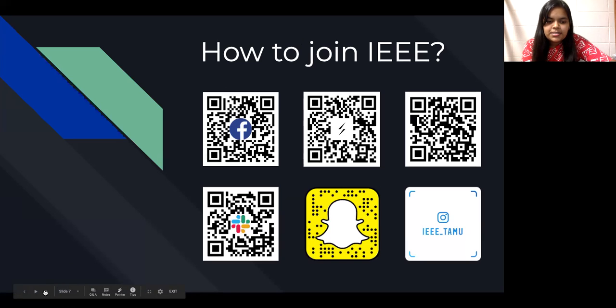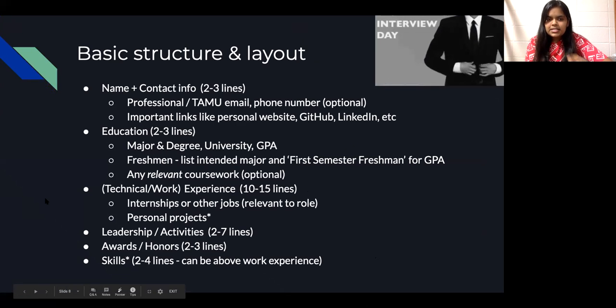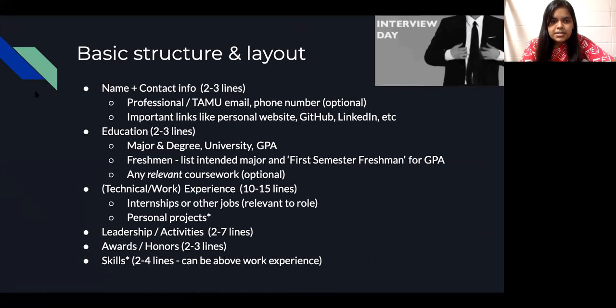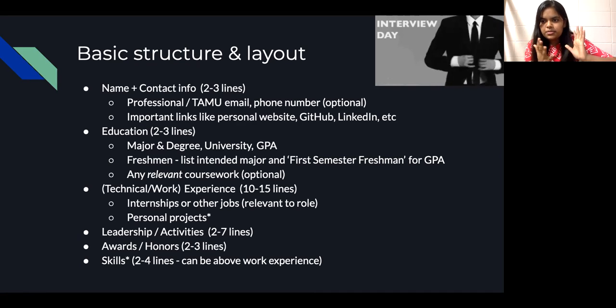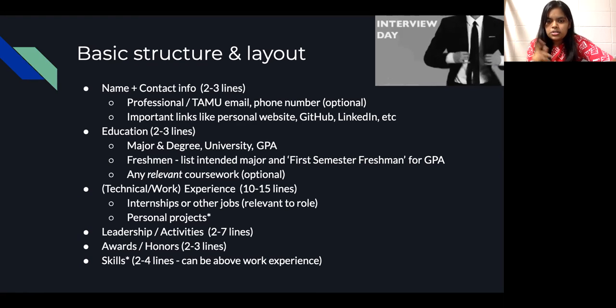Awesome. Thank you. So, jumping right into resume review related stuff. First, you want to talk a little bit about the basic structure and layout for your resume. Like it says, it's very basic, but it's very traditional and it will never hurt you to stick to this. At the top, you should have your name and your contact information. You can include as much information as you want, but you should definitely have a professional or A&M email on there. Any important links like your personal website, GitHub, LinkedIn, anything you want to link should go on there as well.